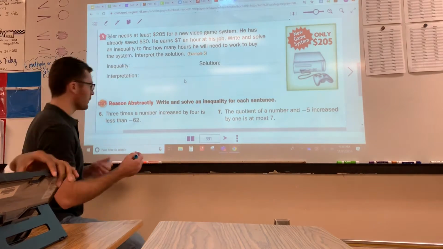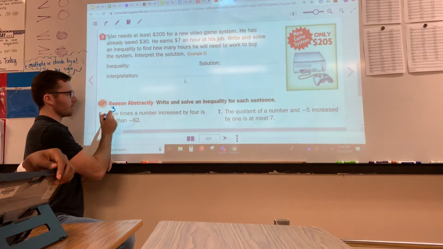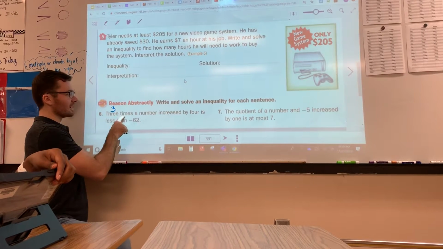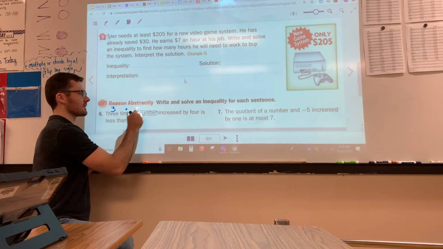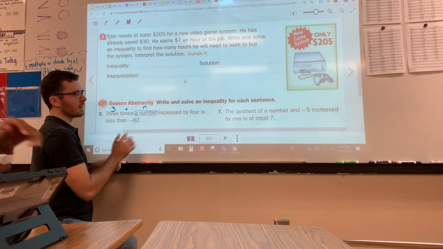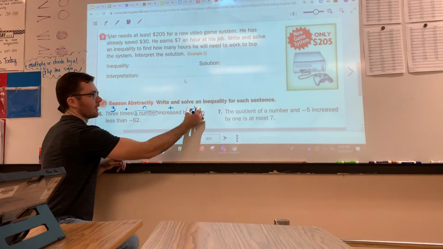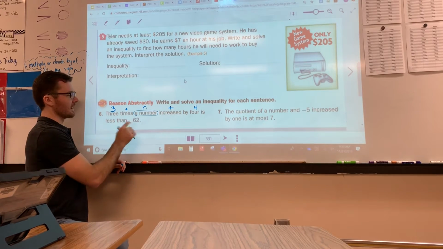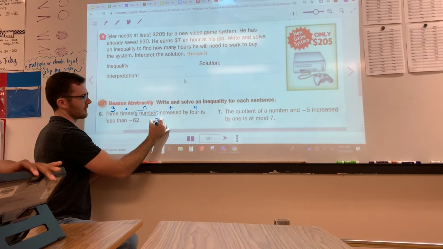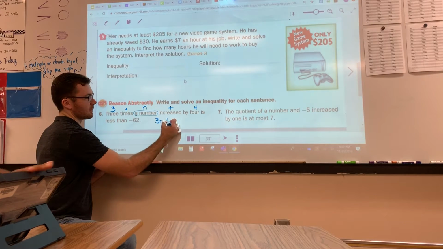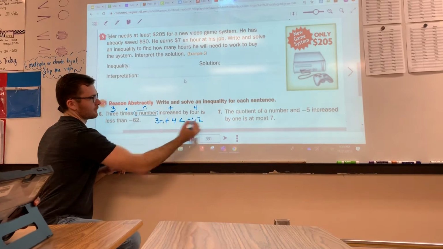So the way that I want you to mark up your text is, first of all, if you see any numbers written out, just write them in number form ahead of time. It says 3 times a number, so I'm going to put a multiplication sign. A number, I don't know what that number is, so I'm going to put a variable. Increased by, so I think that's going to mean add. 4 is less than negative 62. So an easy way to write 3 times n increased by 4 is less than negative 62.